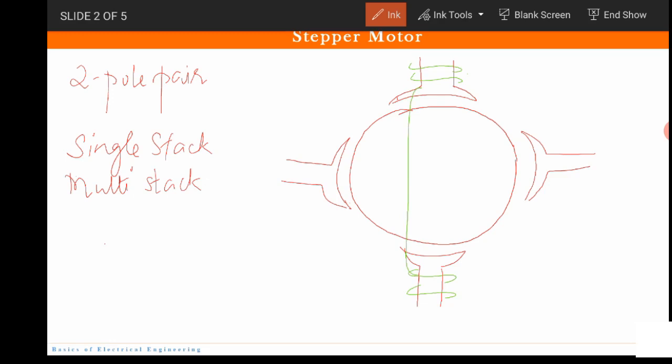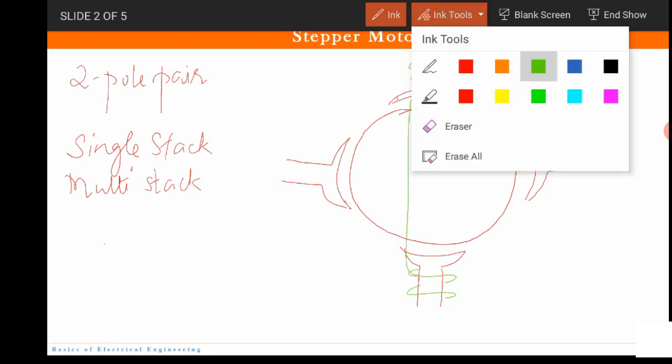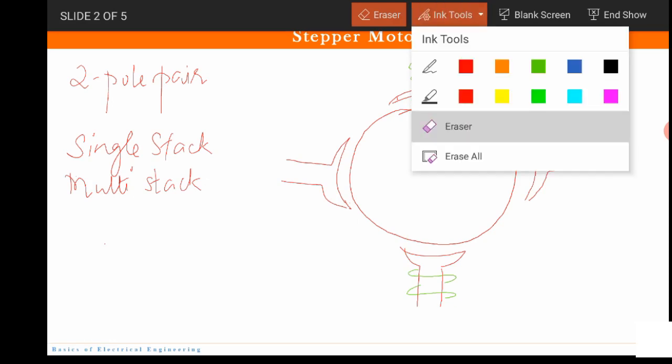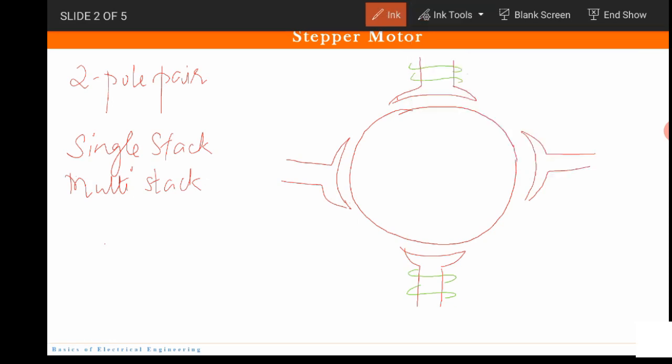Fine. So these are connected in series, but otherwise the circuit will be very complicated. So what I'll do is, I'll erase this so that it does not become very complicated. Similarly, I have windings here also, and again these two windings, the orange windings, are also connected together. Fine. Understood?